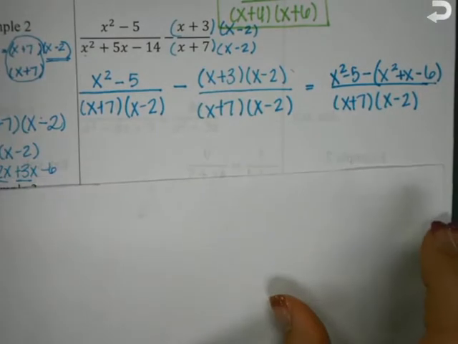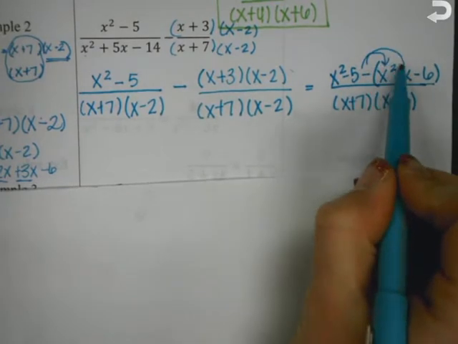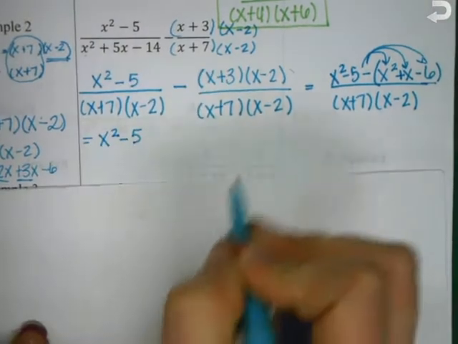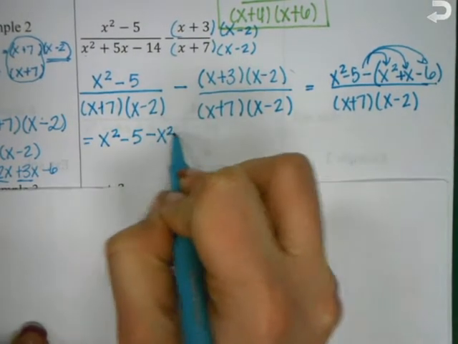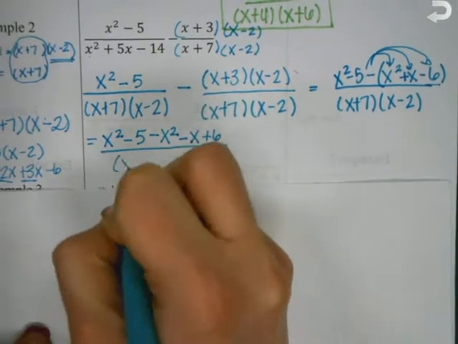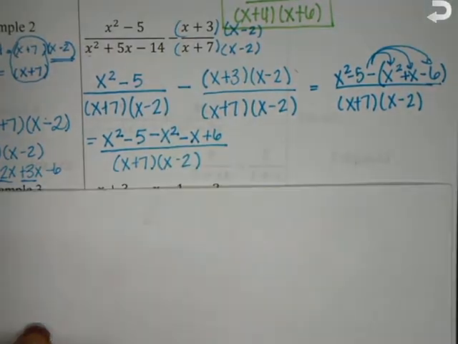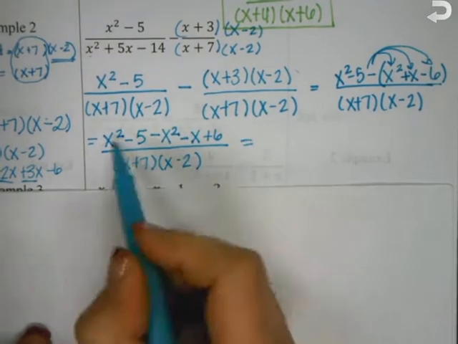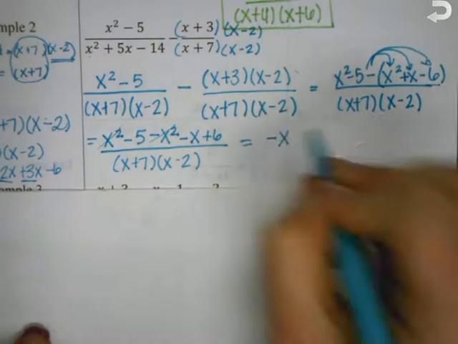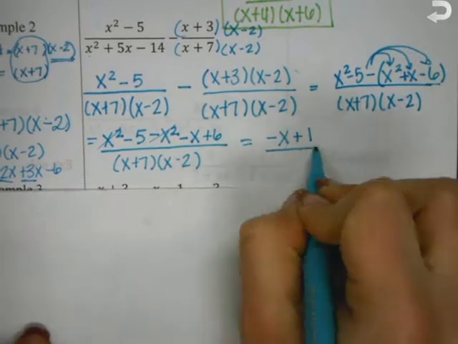Then we want to distribute that negative into the parentheses. So I would get x squared minus 5 minus x squared minus x plus 6 all over x plus 7, x minus 2. Combine like terms, those x squareds cancel each other out. So we would get negative x. Negative 5 plus 6 gives me plus 1 over x plus 7, x minus 2.